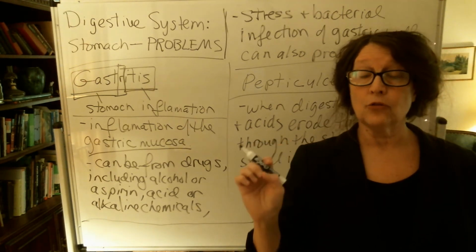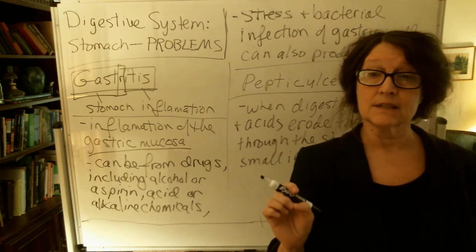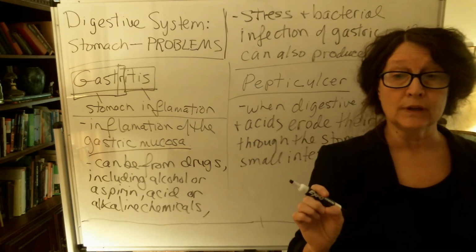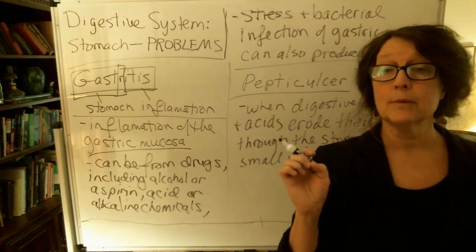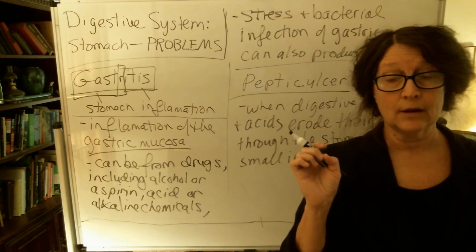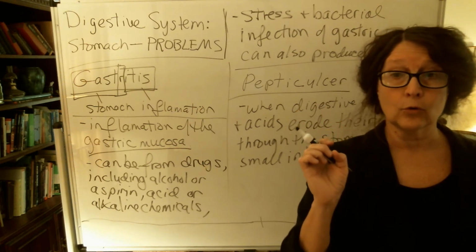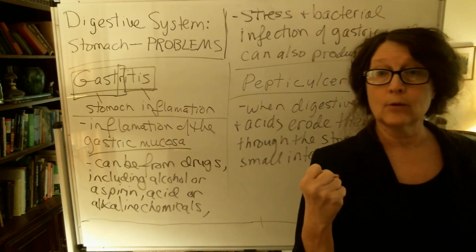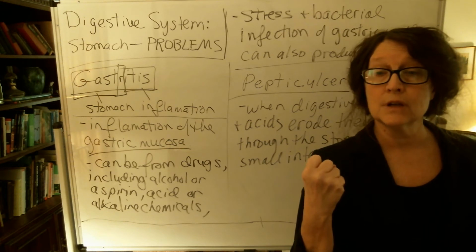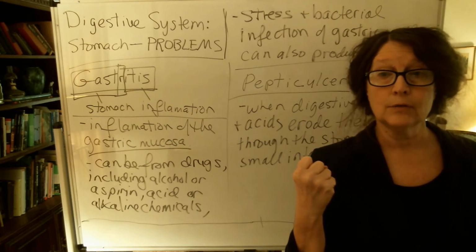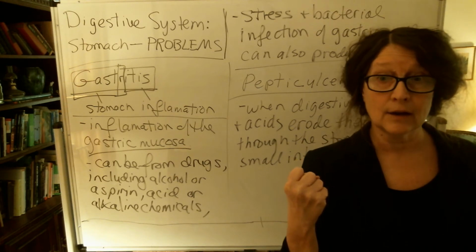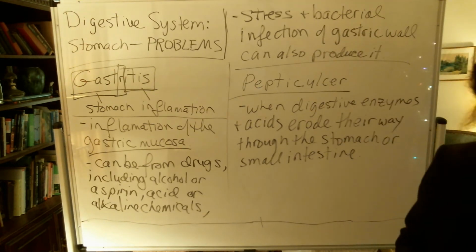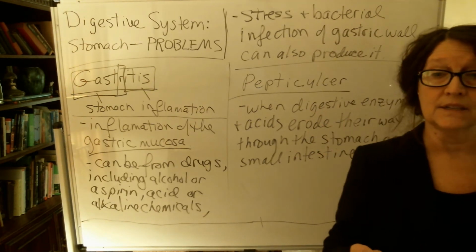Your stomach is full of digestive enzymes and acids. So is your small intestine. Those things break down food. The problem is that because your stomach and small intestine are also made out of flesh, it means that therefore those acids and enzymes are capable of eroding their way out of your stomach, basically eroding the tissues of your stomach and eroding the tissues of your small intestine, essentially eating their way out of your GI tract. We don't want this to happen, but it sometimes does. That's what a peptic ulcer is.